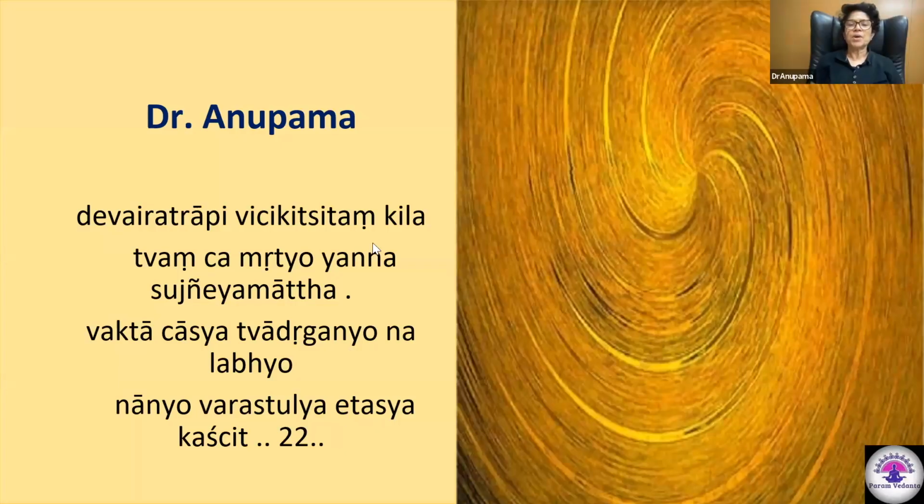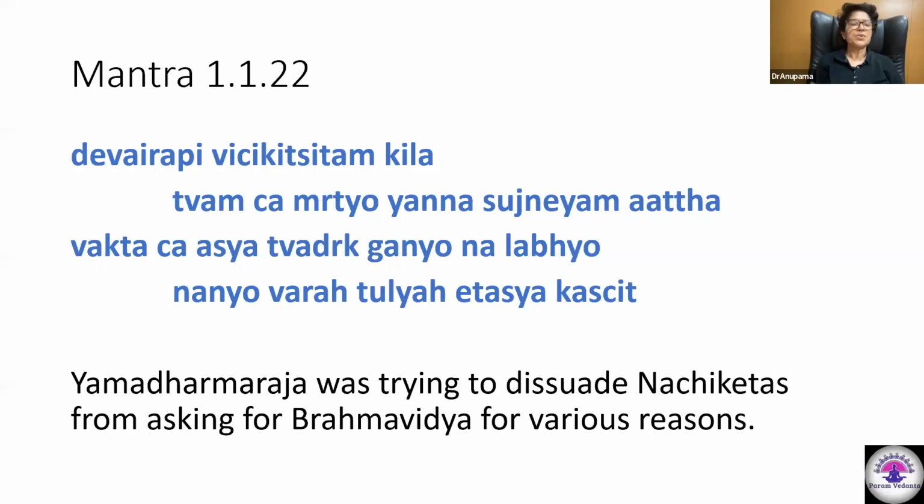Om Shri Gurubhyo Namaha, mantras 22 and 23. Mantra 22 goes like this. Devaihi atra api vichikitsitam kila. Tvam cha mrityo yanna subnyayam aattha. Vakta cha asya tvadrik anya na labhyaha na anya varaha tulyaha etasya kaschid.